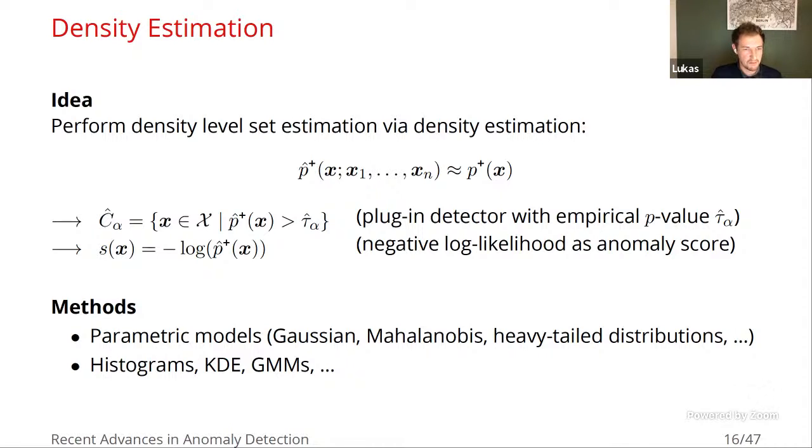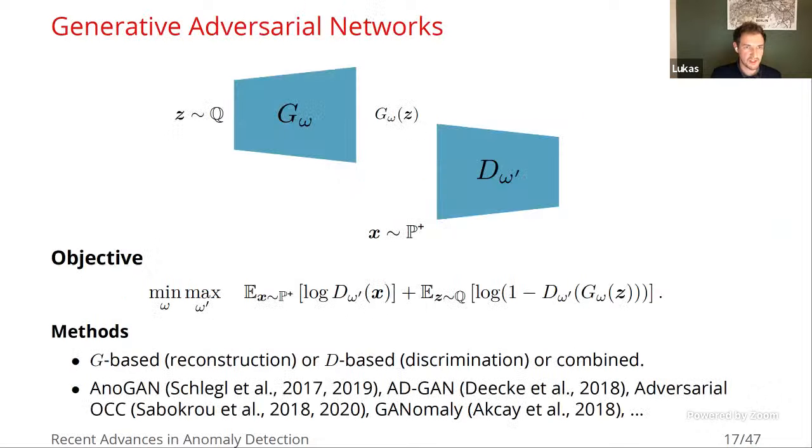That includes many of the classic parametric models. So also in extreme risk settings, heavy tail distributions, but also histograms, kernel density estimation, and so on. And now the deep learning methods that go into this category.